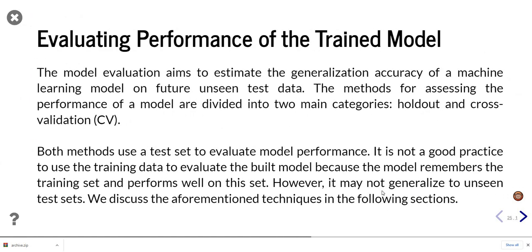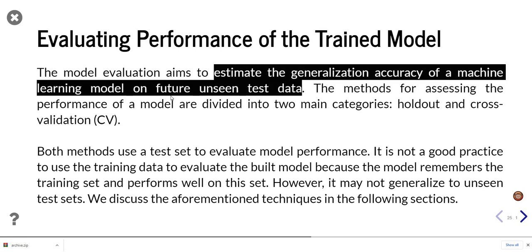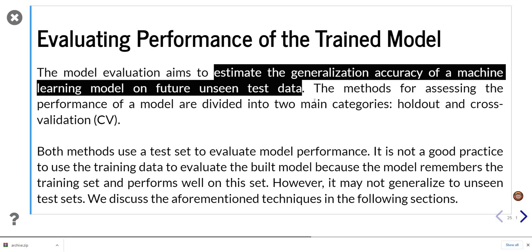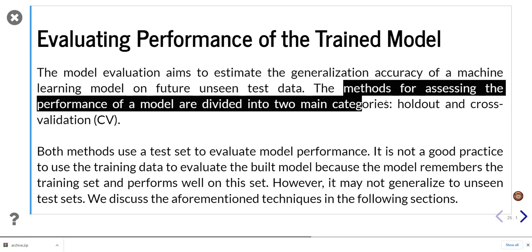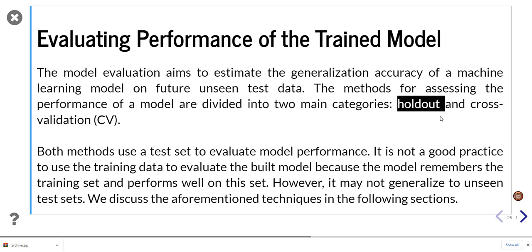So, evaluating performance of the trained model. Some of it we have already gone through. The model evaluation aims to estimate the generalization accuracy of the learning model on future or unseen data sets. The methods for assessing the performance are divided into two categories: holdout and cross-validation.